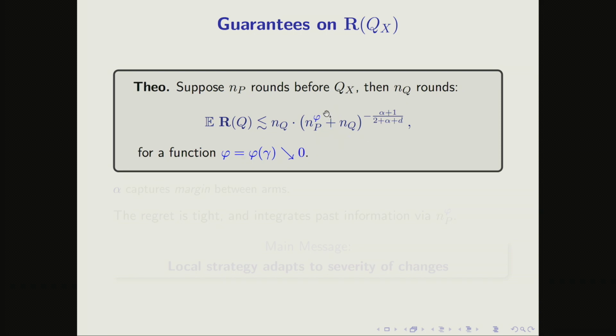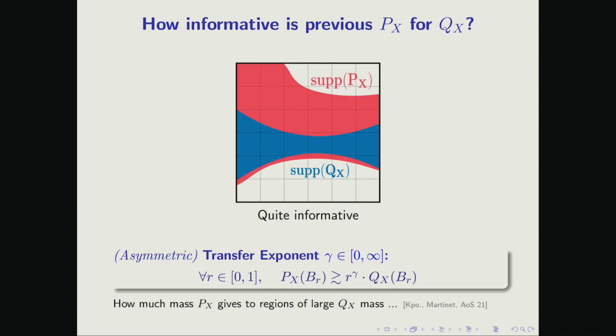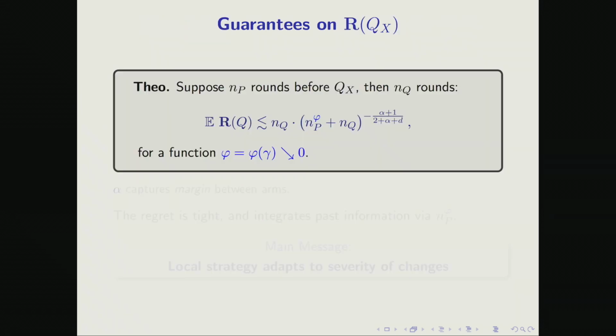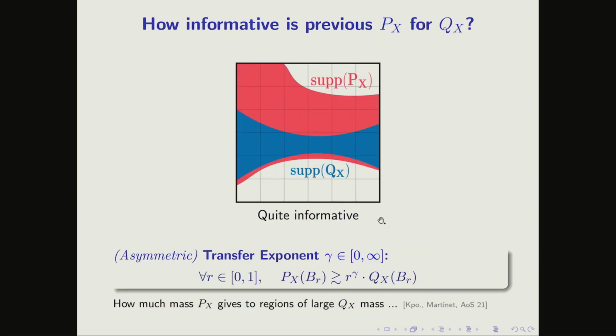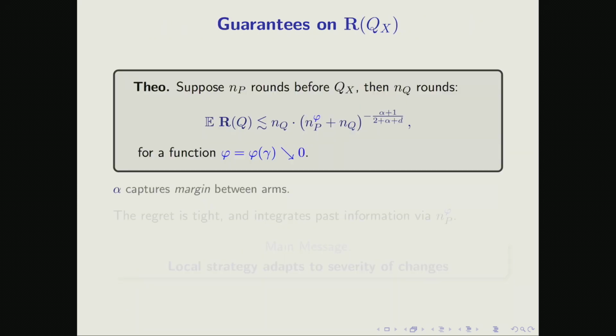And there is a function rho here, which I don't write down, but this function rho is a function of this transfer exponent gamma that I just defined a second ago. And as gamma goes to infinity, rho goes down. Here, let me go back. Gamma going to infinity is exactly the case where there is no information. Gamma equal to 0 is when there is information. Small gamma is a lot of information. Large gamma is no information. It's more of a distance. I hope that's clear. All right. So this is the form of the rate. And the key thing, again, is that the rate integrates the past information.